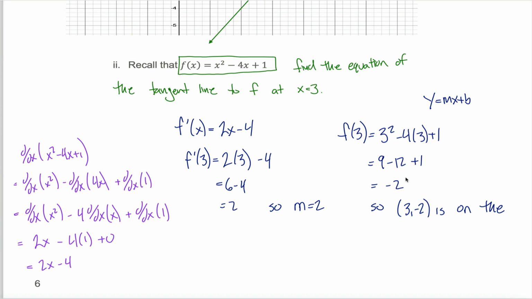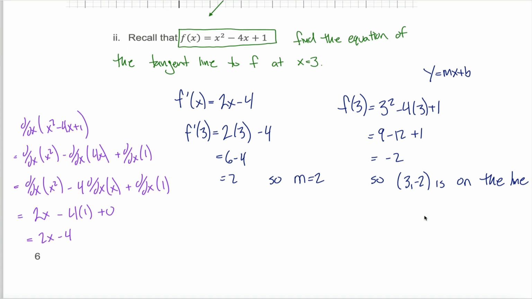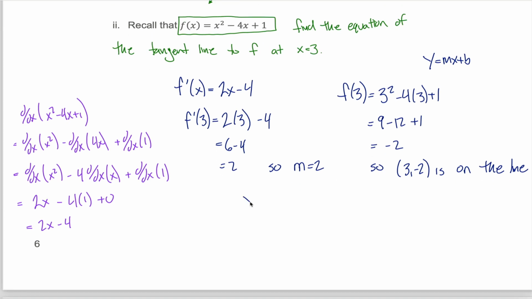And because our line is tangent to the graph at that point, this point (3, negative 2) is on this line. So we have the slope and we have one point. Point-slope form maybe? y minus y1 equals m times x minus x1. Remember that from a couple of weeks ago? We have m, we have x1, we have y1. All we got to do is plug in. y minus negative 2 is equal to 2 times x minus 3.